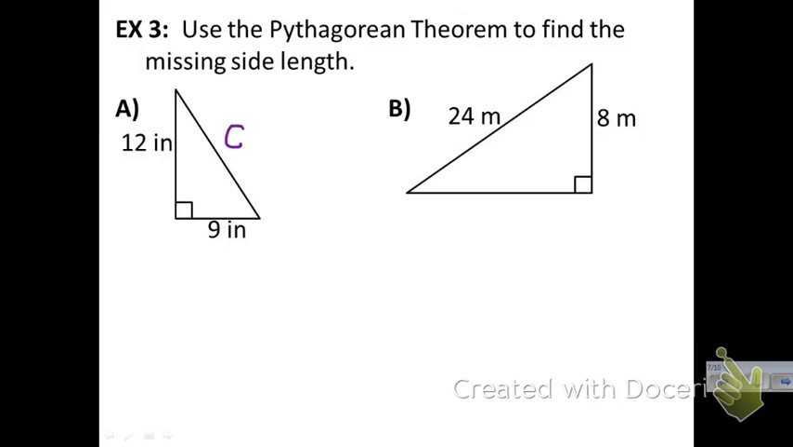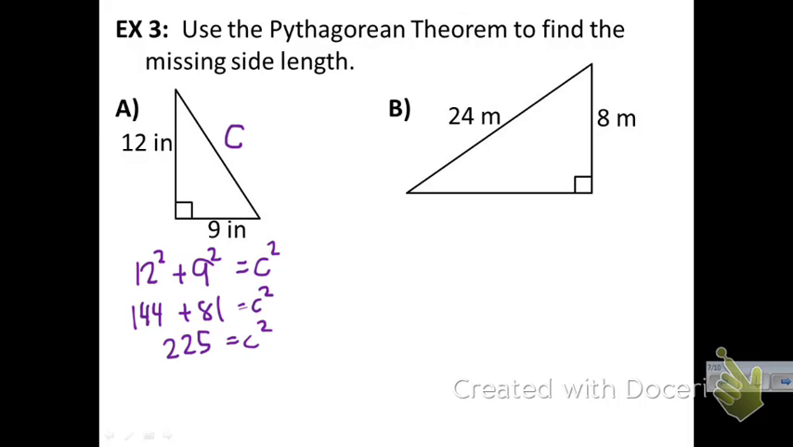And then we'll use our a squared plus b squared equals c squared. So I'm going to take 12 squared plus 9 squared. Those are interchangeable. It doesn't matter which one comes first. Equals c squared. Then we take 12 squared is 144 plus 9 squared is 81 equals c squared. And then we add that 144 and the 81 to get 225.